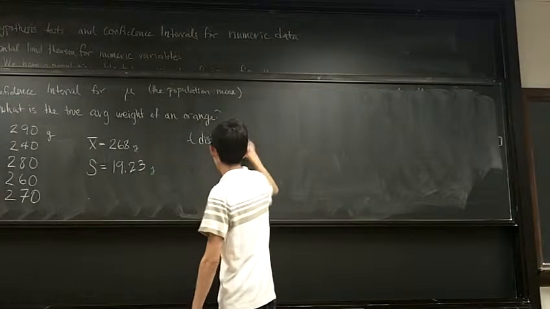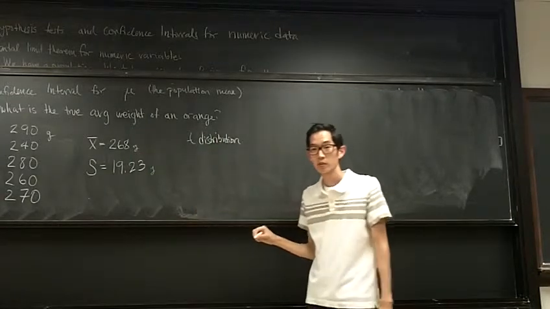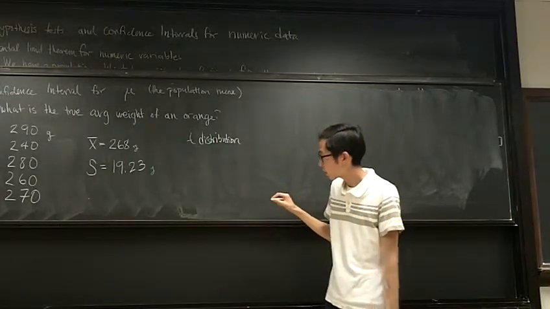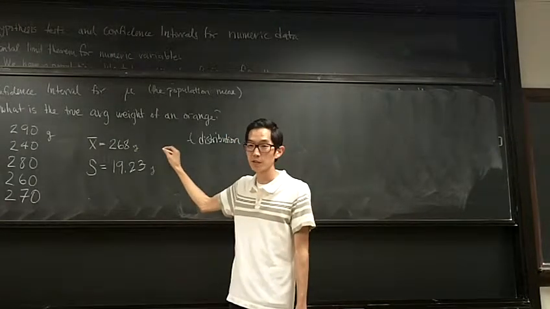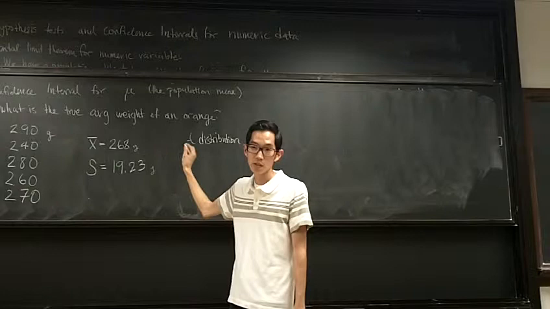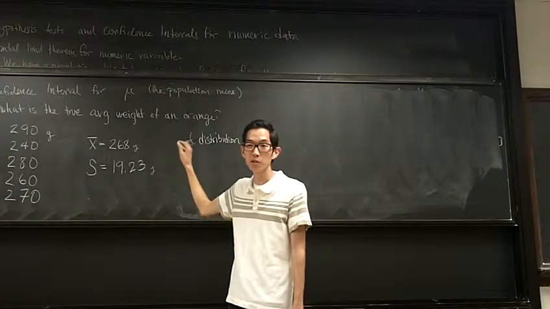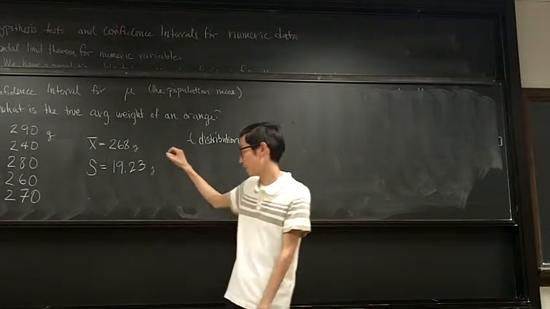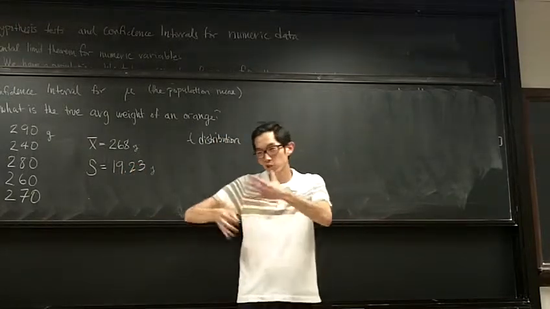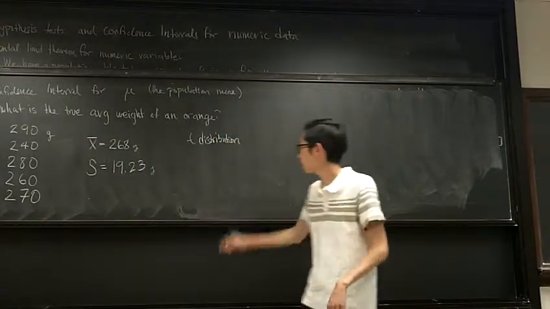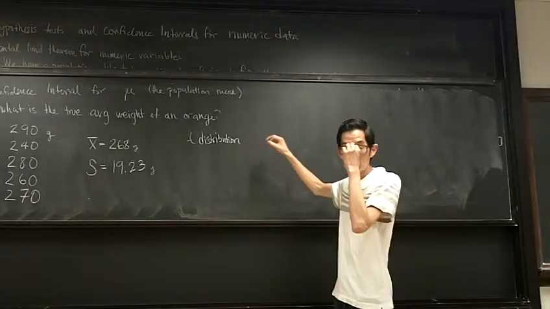Why can't we use the normal distribution? If we knew the standard deviation of the population, if we knew sigma, then we could use the normal distribution. But we now don't. We only have the sample. We're guessing what sigma is. And so we've got to compensate for that extra layer of uncertainty. So we're going to use the t distribution here.